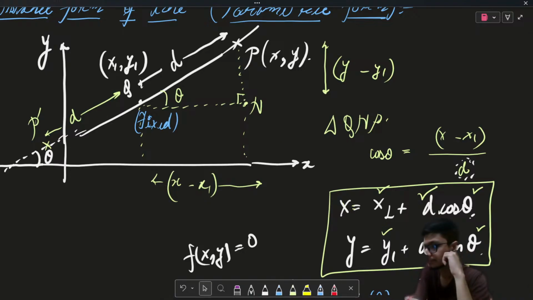I hope this is clear to all of you. Is this part clear? Ritesh Bo, yes, great.